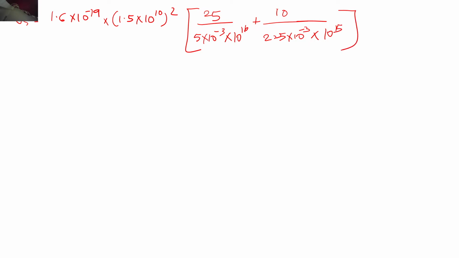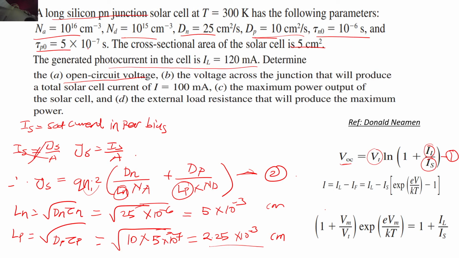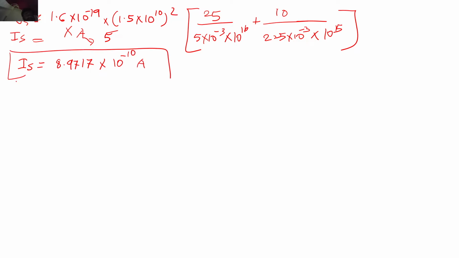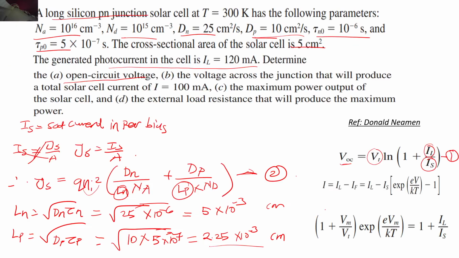Now if you calculate the value of JS from over here, let me make it IS, and I will multiply by the area also. This area has been given to me as 5 centimeters. Now if you calculate the value of IS, it is going to come out to be 8.9717 into 10 to the power minus 10 amperes. So this is the value of IS that I have got. Let me denote it as equation number 3.